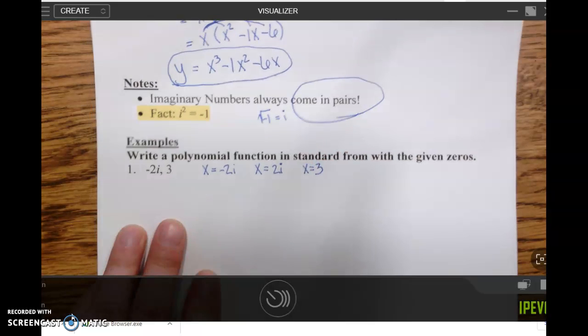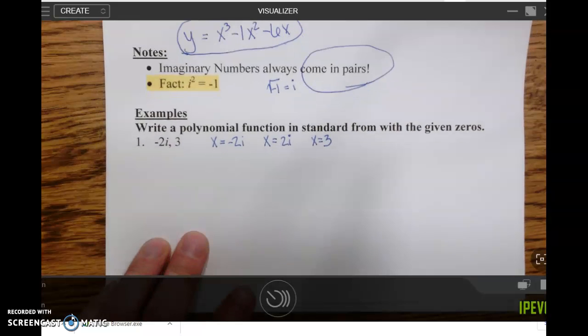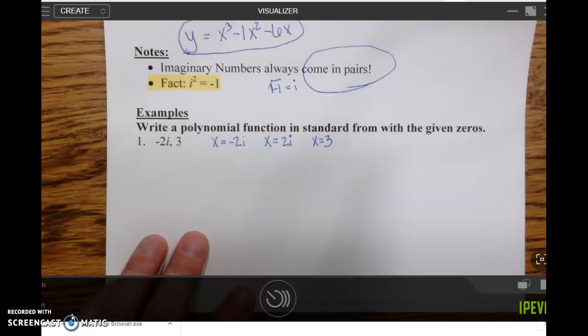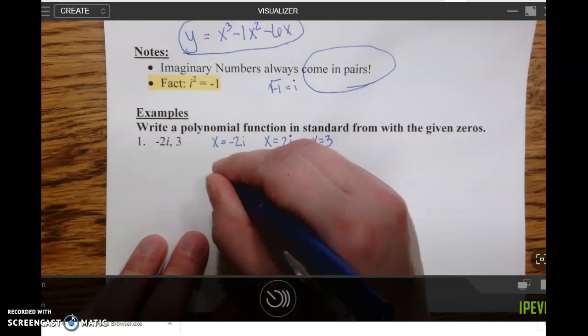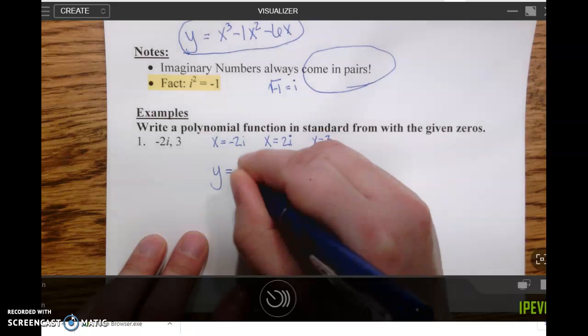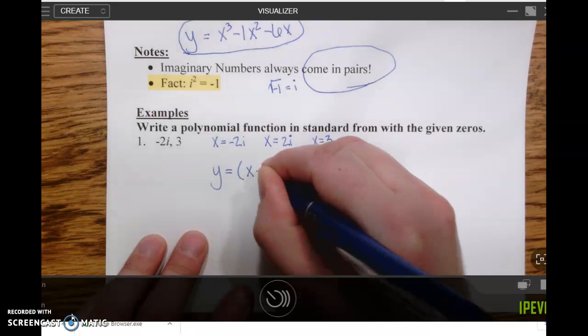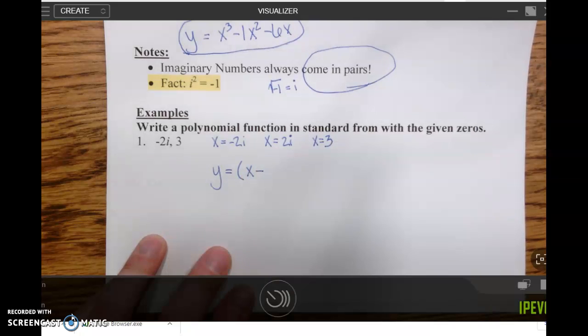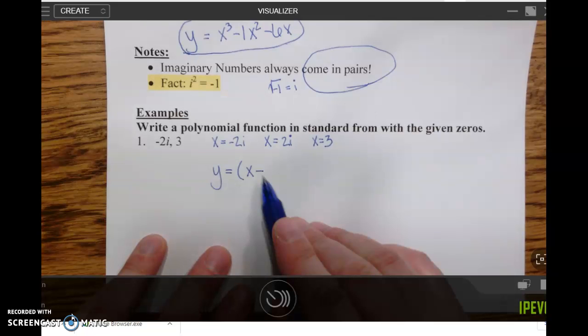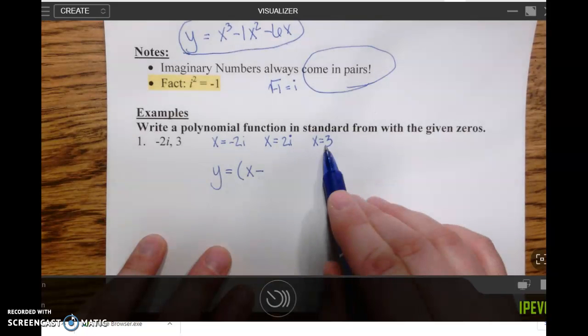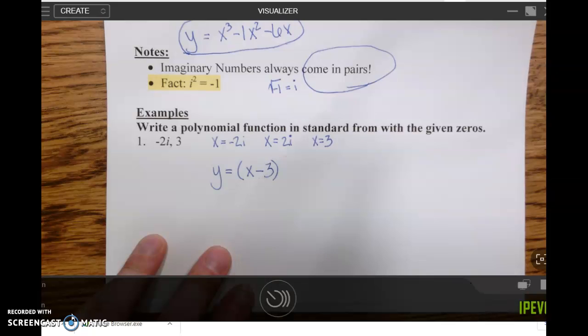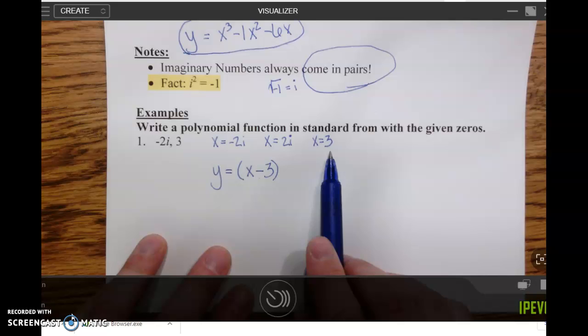All right, and again, we have 3 zeros here, so we should expect to have a cubic when we're all done, just like the warm-up. So I'm going to say y is equal to, and we're going to have x minus, and then we're going to write the 0. So we're going to have x minus, and normally if you just have a number like 3, we would write x minus 3. And if we were to set that equal to 0, we would add the 3 to get x is 3.